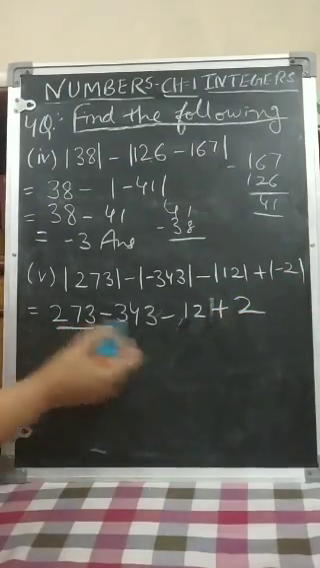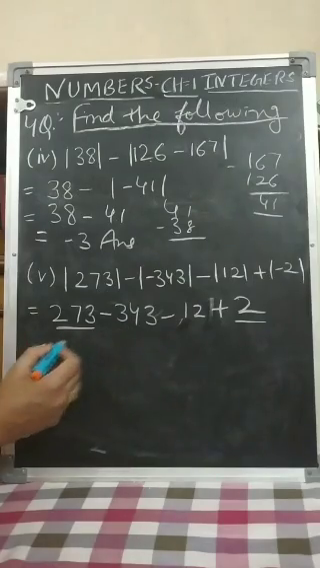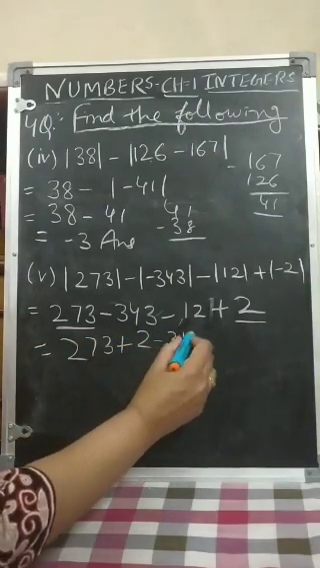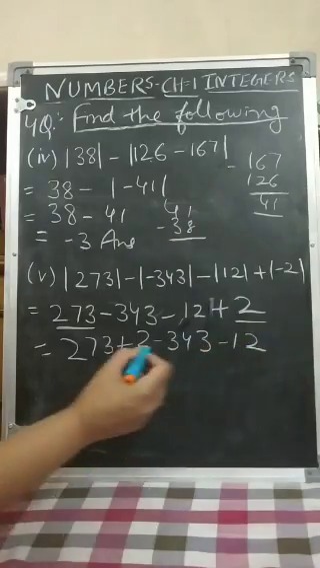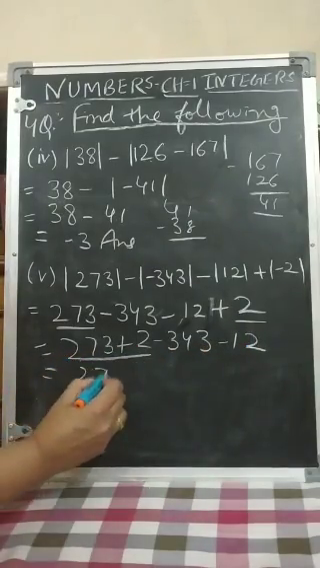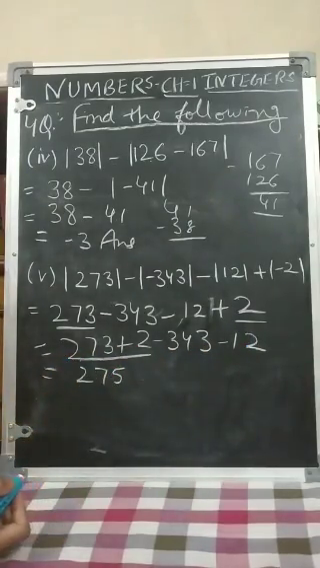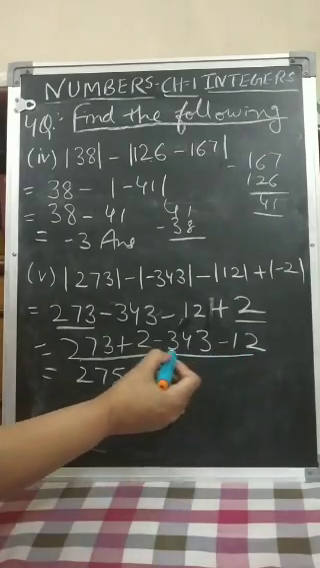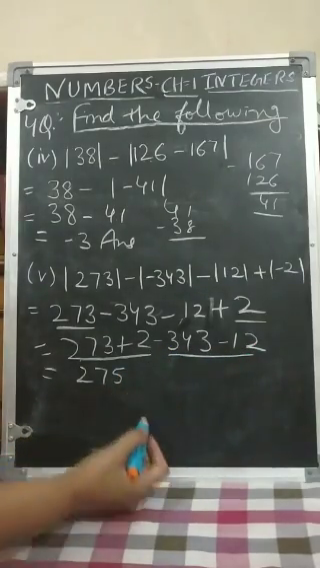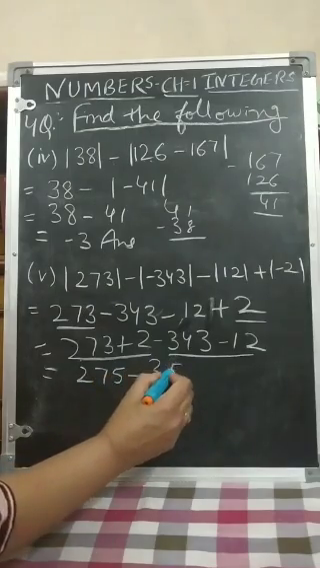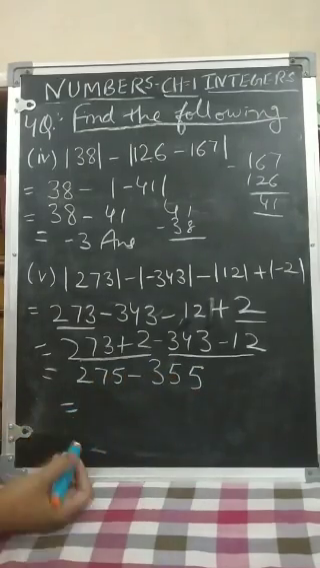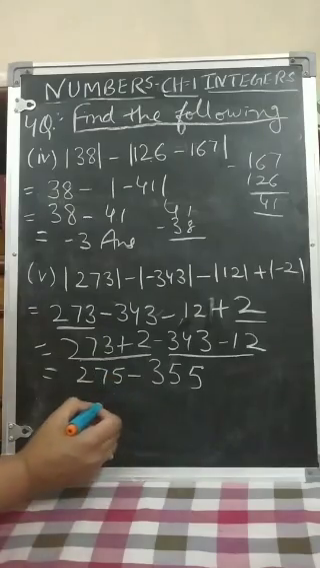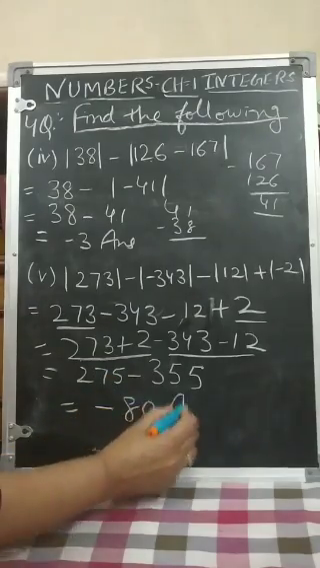Now 273 plus 2, you can write one time again if you want to write. It will come 275 and minus 343 minus 12. Both are of minus sign. What will come? Minus 355. Now 275 minus 355 you will do minus, and you will get minus 80 answer.